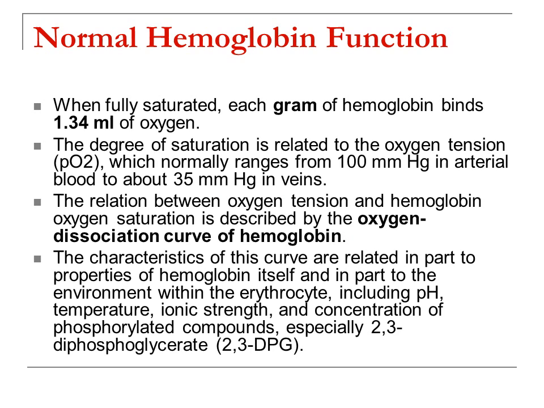When fully saturated, each gram of hemoglobin binds to 1.34 milliliters of oxygen, and the degree of saturation is related to the oxygen tension, which normally ranges from 100 mm mercury in arterial blood to about 35 mm mercury in vein. So the relation between oxygen tension and hemoglobin oxygen saturation is described by the oxygen dissociation curve of hemoglobin, and the characteristics of this curve are related in part to properties of hemoglobin itself, and in part to the environment within the erythrocyte, including pH.